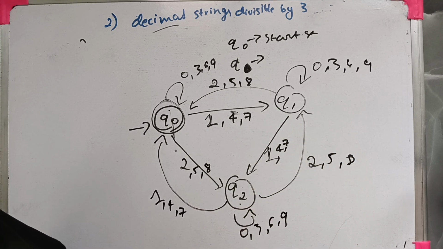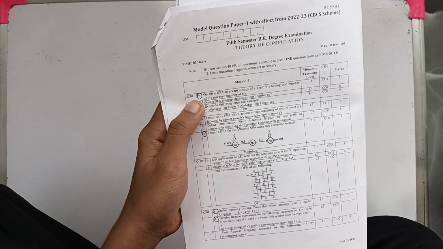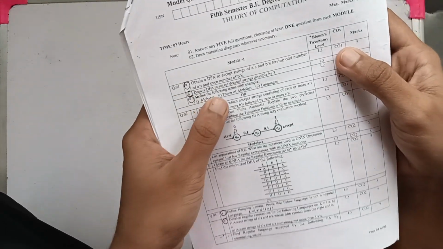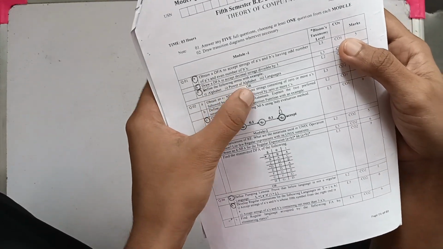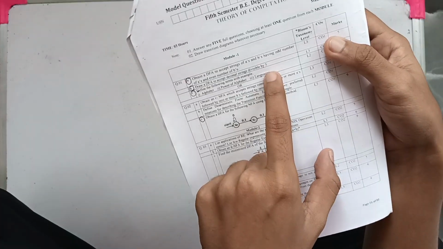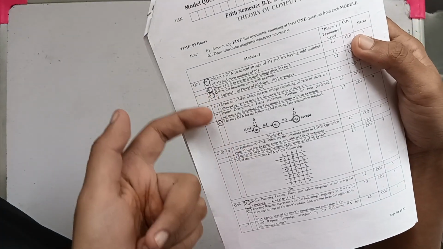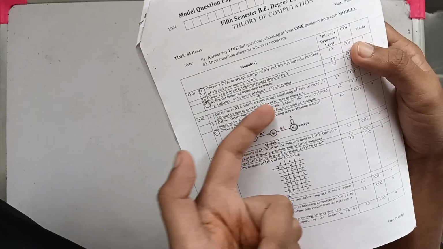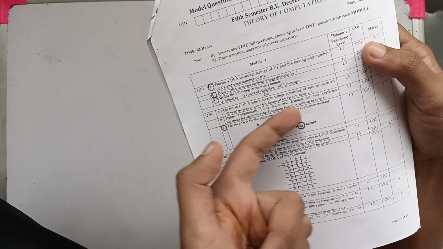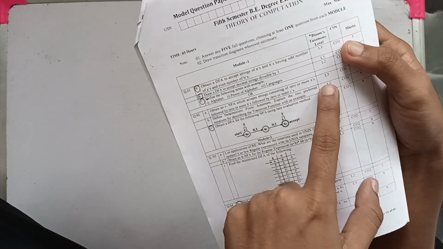So this is the final diagram. Next, 1C is define the following: alphabet, power of alphabet, language. I will give the solution in the PDF because it's a theory question. And 2B also, define a DFA and explain the two preferred notations. This also I give in the solution.